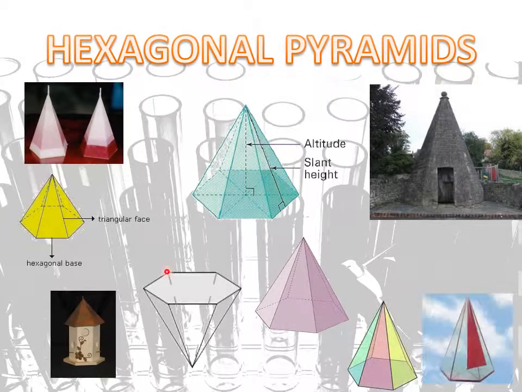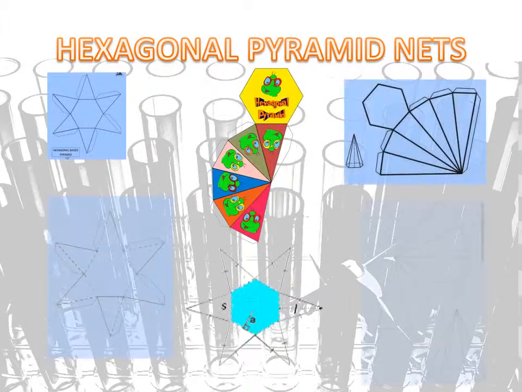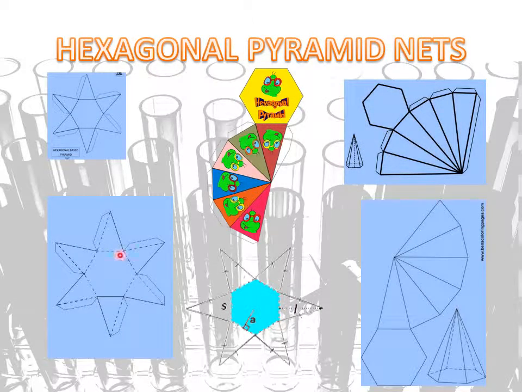The final pyramid for today is a hexagonal pyramid. Note how the pyramid has a six-sided base, and that is why it is called a hexagonal pyramid. Here are some hexagonal pyramid nets. Notice how even though the base is a hexagon, the sides are all still triangles.